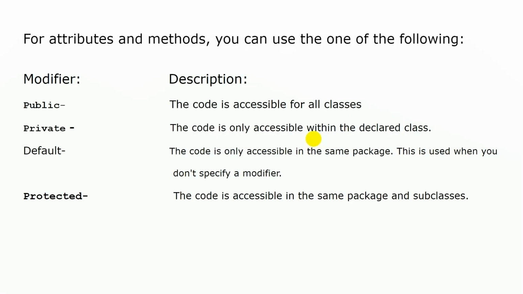So there are 4 access modifiers used in Java for classes, methods and attributes. Public makes the code accessible for all classes. Private lets the code be accessible within the declared class, and the default one makes the code accessible in the same package. Protected makes the code accessible in the same package and even subclasses.